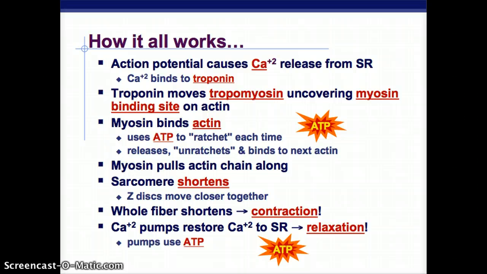Finally, calcium pumps restore calcium ions to the sarcoplasmic reticulum, and so then the troponin binds back to the myosin binding sites. It moves the tropomyosin so that it covers those binding sites again, and then we're no longer contracting, we go to relaxation. The pumps have to use ATP, energy.